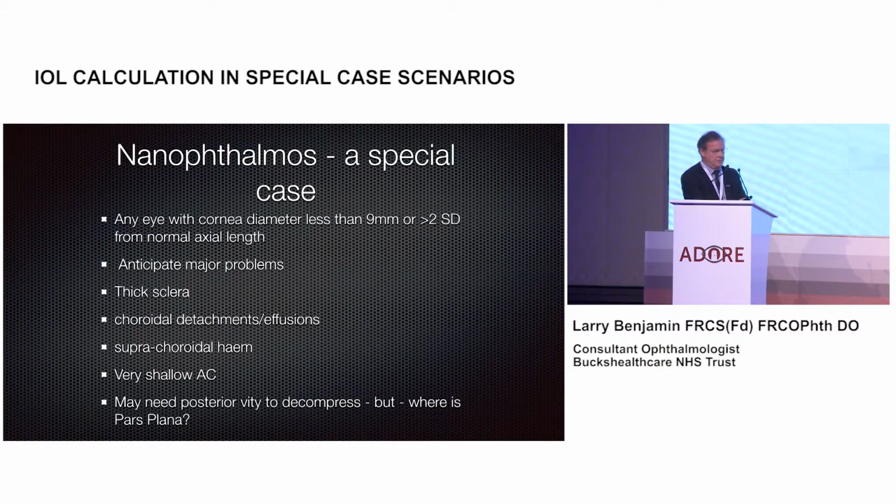So the definition, any eye with a corneal diameter less than 9 millimeters or more than 2 standard deviations from the normal axial length.